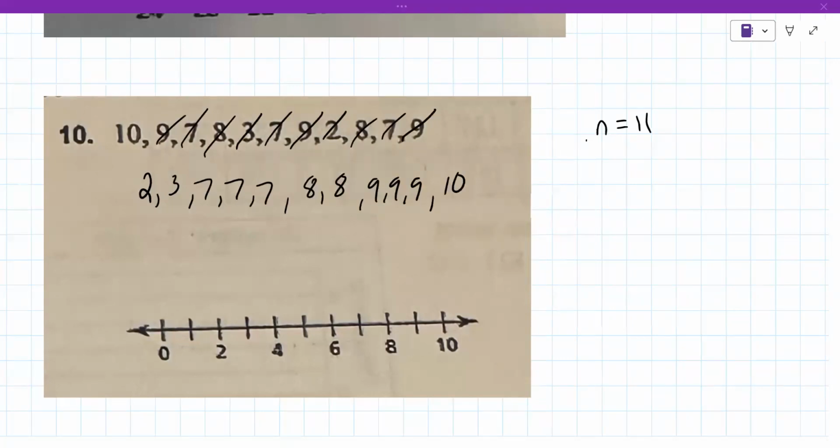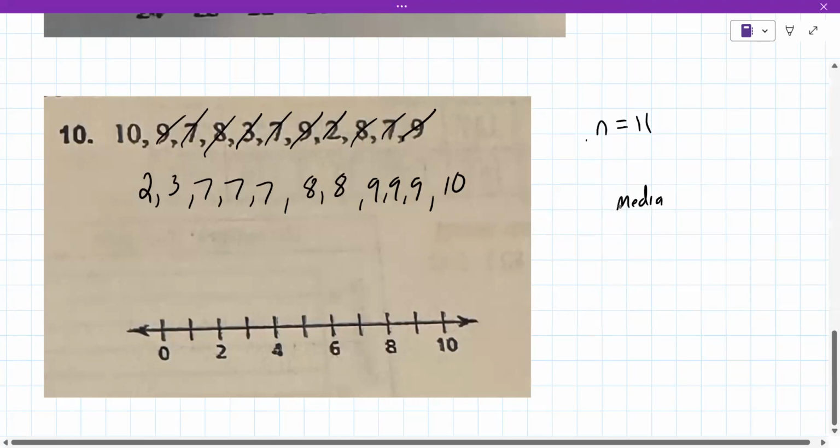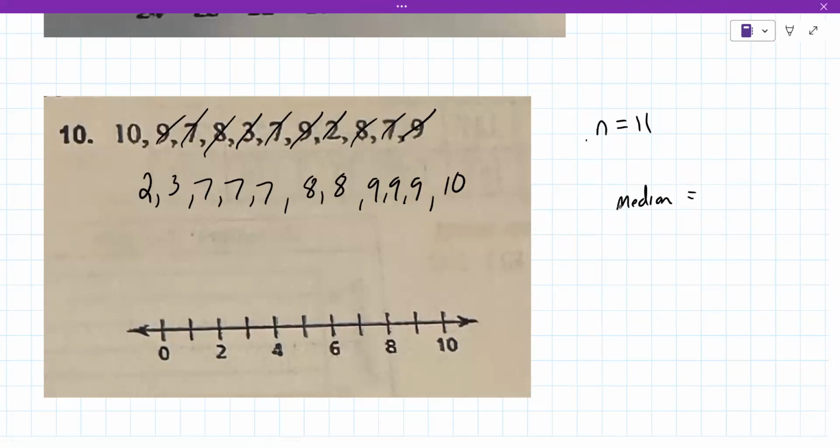8. Right. Are you asking me about the median? No. So now I know the median is 8.